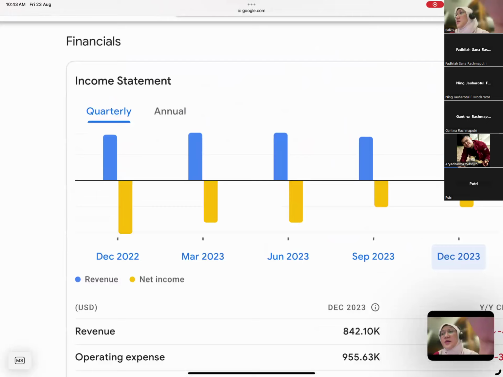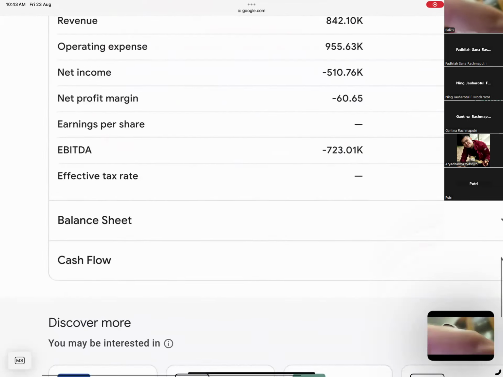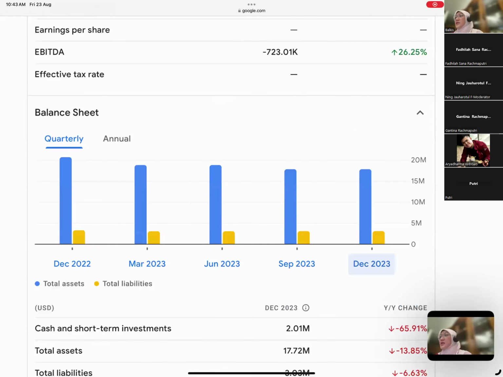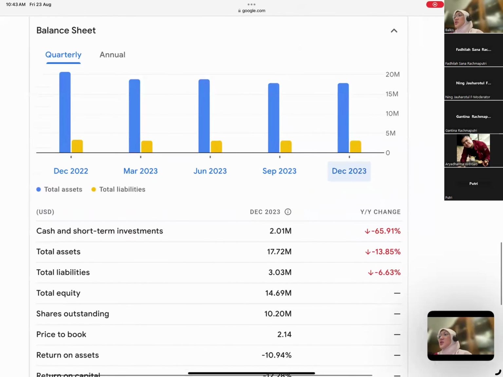This is the income statement. You browse on the balance sheet. If you click balance sheet, it gives you the annual data on the balance sheet and also the quarterly data. What does the balance sheet show? The balance sheet shows all the total asset and also total liabilities and equities.